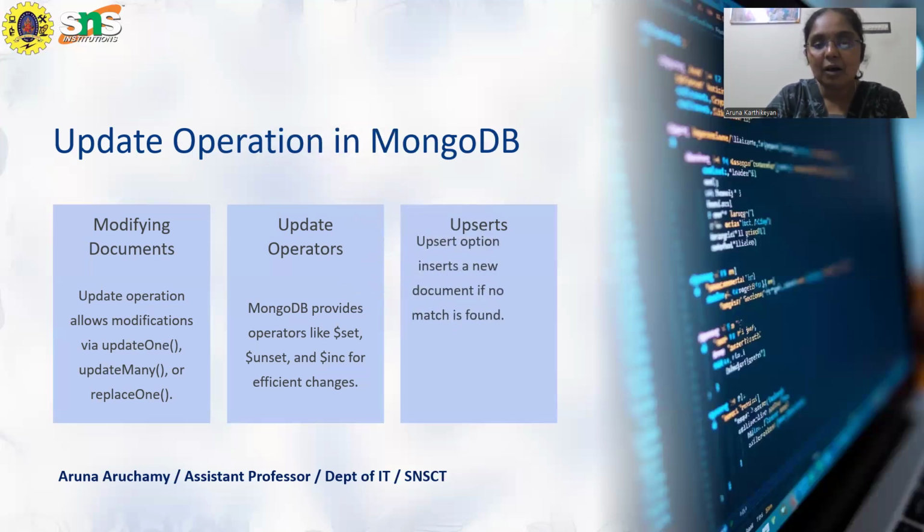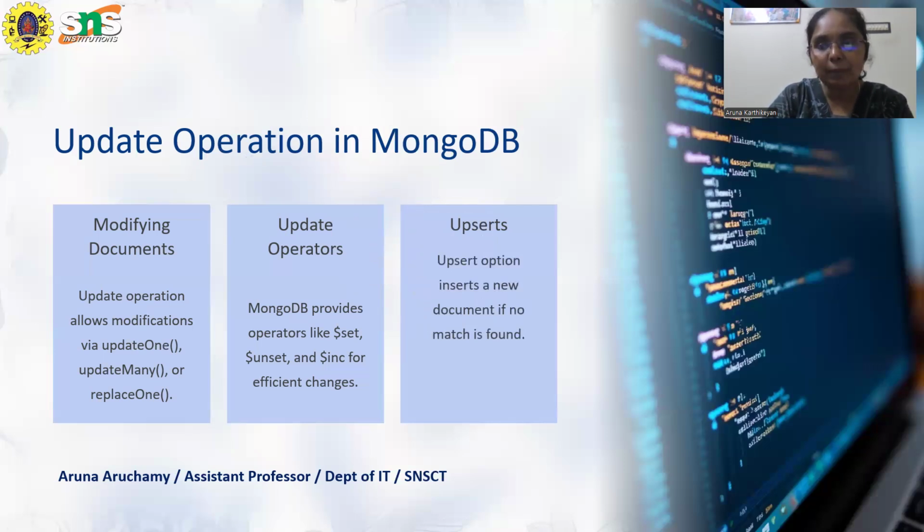The next thing is, what is the upsert option? That is nothing but inserting a new document if no match is found. That is also possible with the help of the upsert option. So this is how data can be manipulated or updated in my collection or database. We need the update operation because in most cases, if I have wrongly entered certain data, I have to go through and correct that particular thing. For that, definitely we need an update operation.